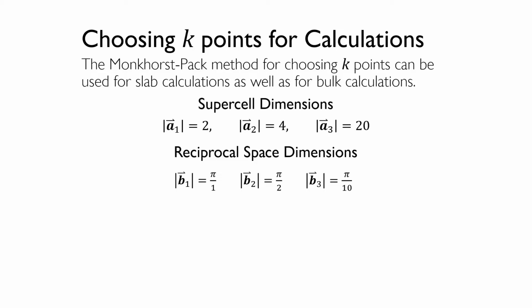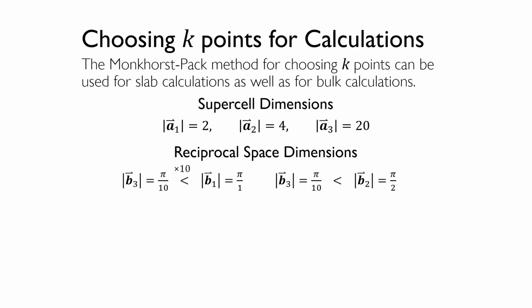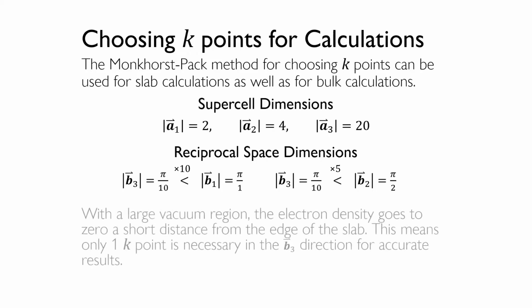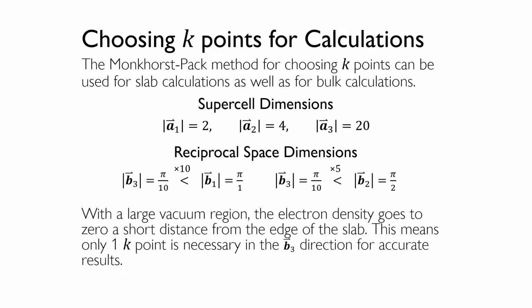Comparing the sizes of the reciprocal dimensions, we see B3 is 10 times smaller than B1, and 5 times smaller than B2. This means that we need 10 times as many k-points along B1 and 5 times as many k-points along B2 compared to B3 to have a similar k-point density along each direction in k-space. So how many points do we actually need? Well, if the vacuum region is large enough, then the electron density will tail off to 0 a short distance from the edge of the slab. This means accurate results are possible to obtain using just one k-point in this direction. So for this particular supercell, a good starting point would be a 10 by 5 by 1 k-point mesh.